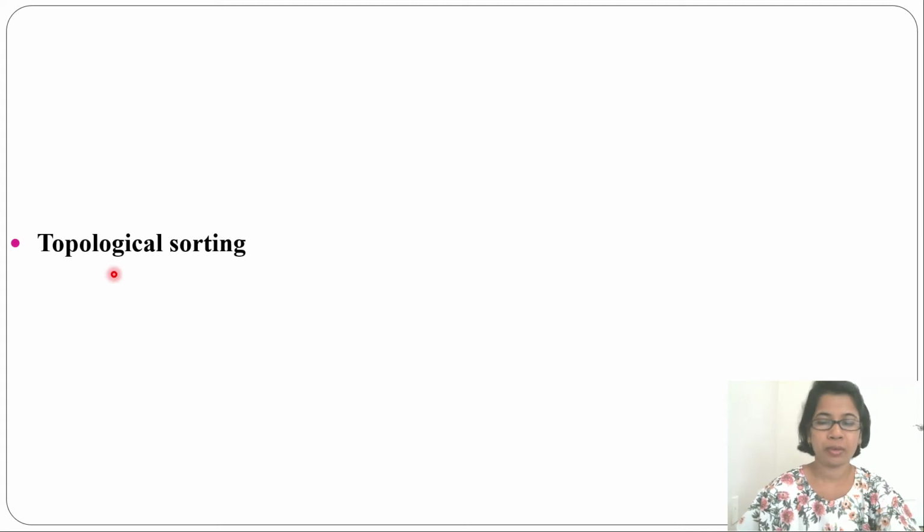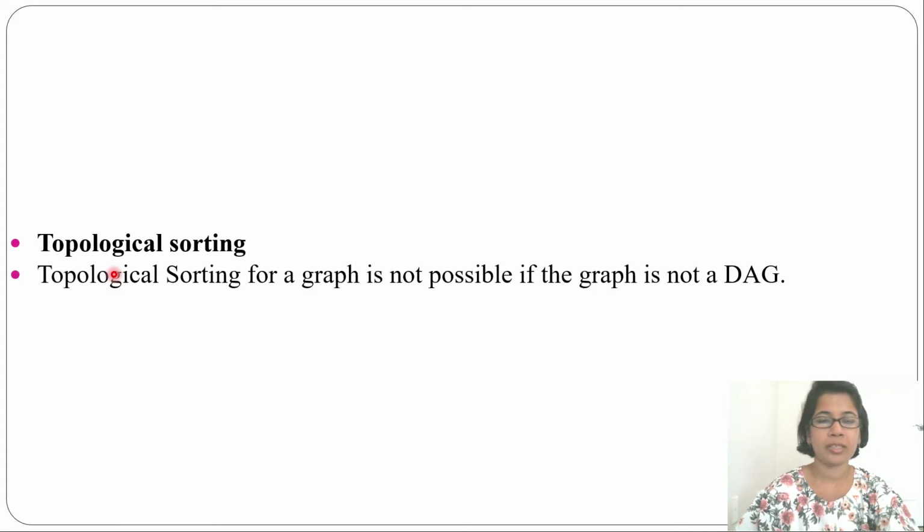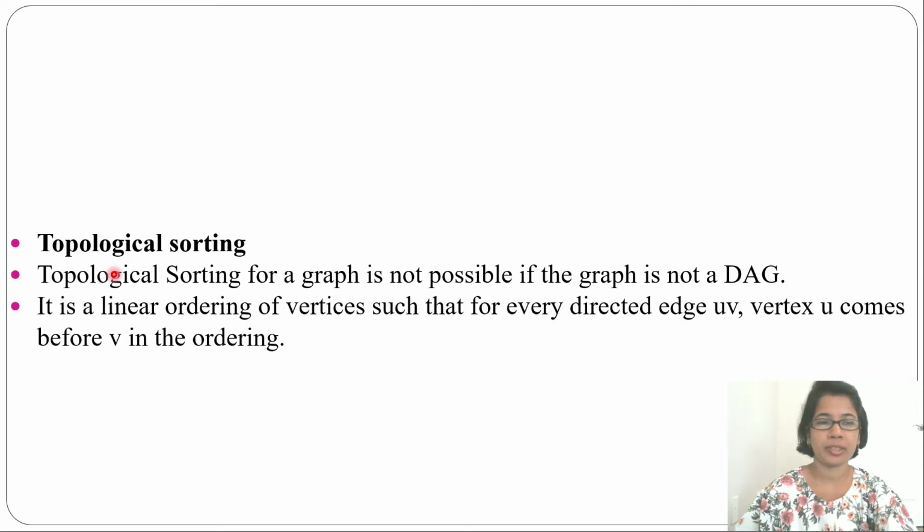Hi, let's start topological sorting. Topological sorting for a graph is not possible if the graph is not a DAG. Means for topological sort, the graph should be a DAG, that is directed acyclic graph. So there should be direction and there should be no cycle. Then only you can do topological sorting.